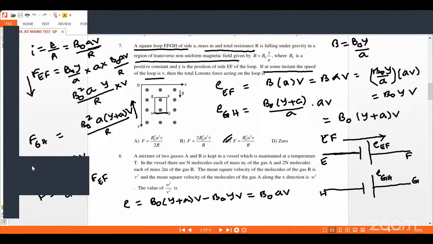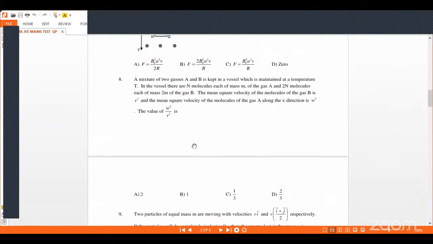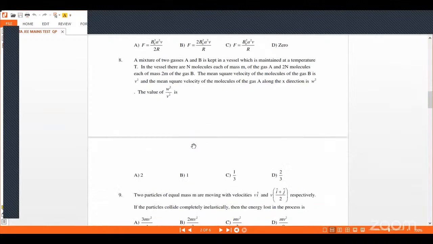Next, eighth one. A mixture of two gases, A and B, is kept in a vessel which is maintained at temperature T. In the vessel, there are n molecules, each of mass m, of the gas A, and 2n molecules of gas B, each of mass 2m. Mean square velocity of the molecules of B is V square.